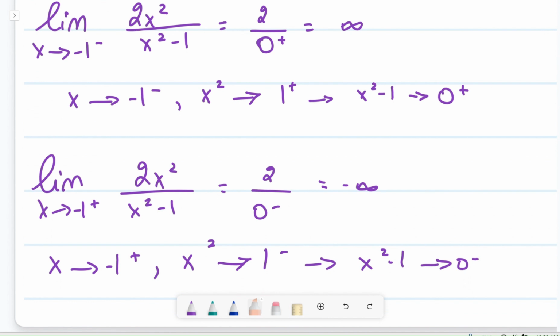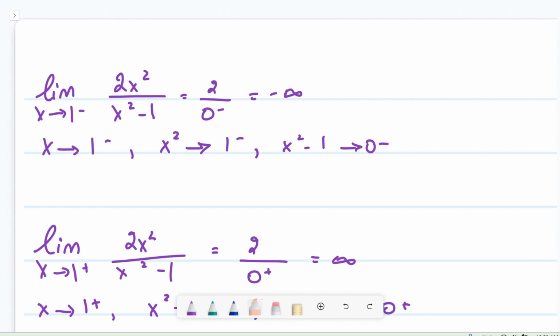Now, as we approach -1 from the right, this is a value such as -0.9999999. So this will give us 2 divided by 0 from the left, which is negative infinity. Now, as we approach 1 from the left, this is as if we have 0.99999.